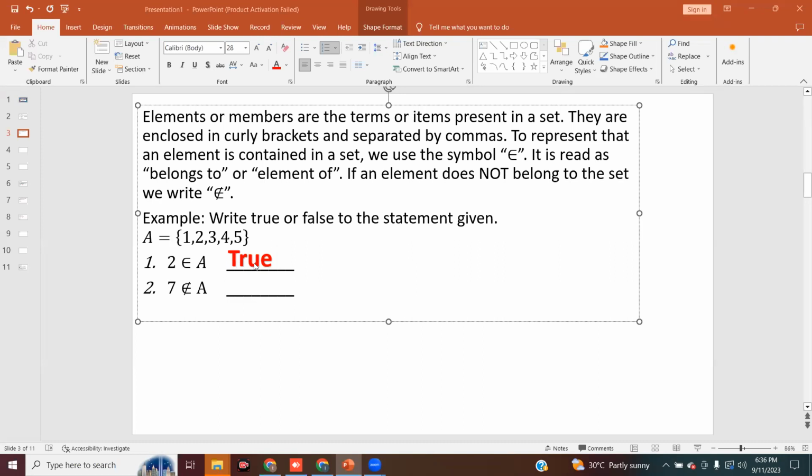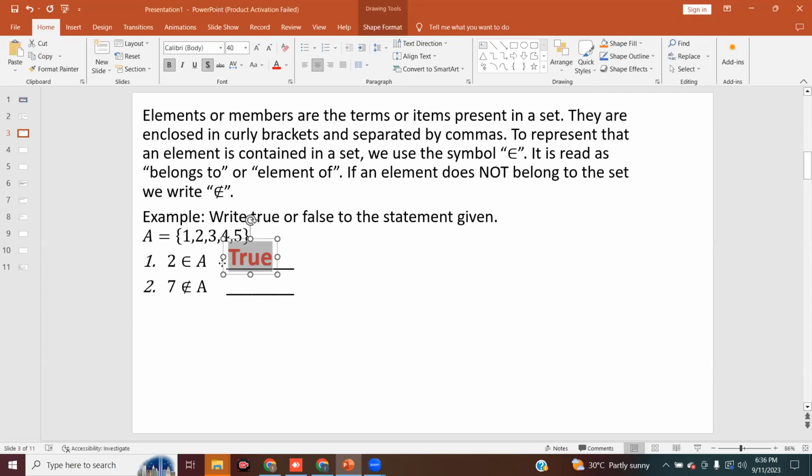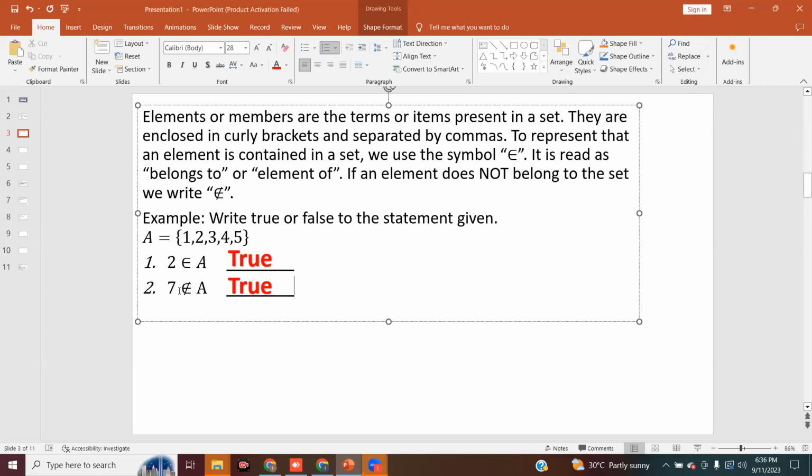Olivia, why do you have true? Samya, why do you have true? Because you said 7 is not an element of A. I don't see 7 in the curly bracket. Very good. And 7 is not an element of the set. Tyrone, do you understand, or did you just put T because everybody put T? I understand. When you say 7 is not a part of A, that's when I realized what you said. Very good. 7 is not an element of A, and that's the symbol that we use.